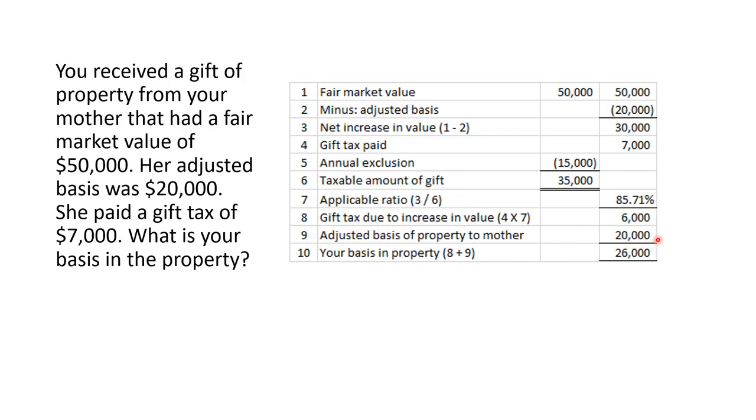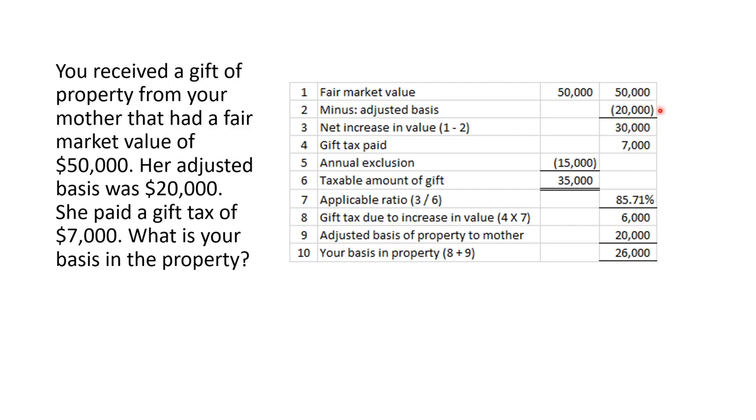The complicated piece comes in that there was a gift tax paid. And we need to determine how much of that gift tax relates to the increase in value of the property. You know, she bought it at 20, well, it's now worth 50. So obviously the gift has increased in value. And we want to assign the portion of the gift tax, the portion of this $7,000, that relates to the increase in value. Okay, so first things first, let's figure that the increase in value is 30,000.